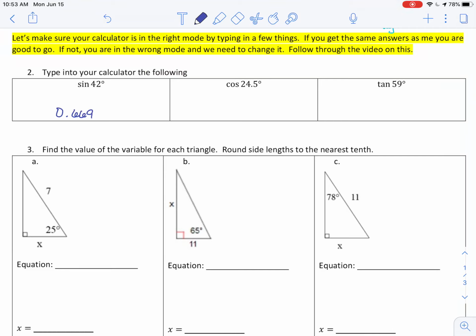So if you're doing it right, and if you're following along, type in cosine of 24.5. You should get 0.90996-ish. And lastly, before I end this video, because my son's interrupting me, make sure you can get 1.664 for the tangent of 59. So email if you're having issues with your calculator, but these are the 3 results you should get from typing these in on whatever calculator you use.